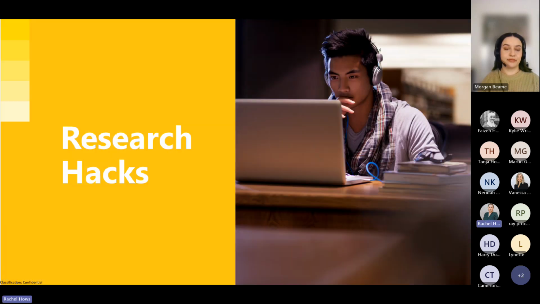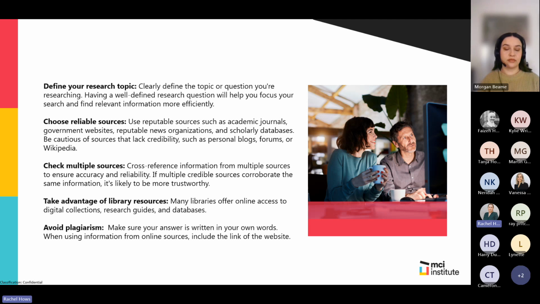Next, we're going to move on to research hacks. So when you're doing research, the first thing you'll need to do is define your research topic. So clearly define the topic or question you're researching. Having a well-defined research question will help you to focus your search and find relevant information more efficiently.